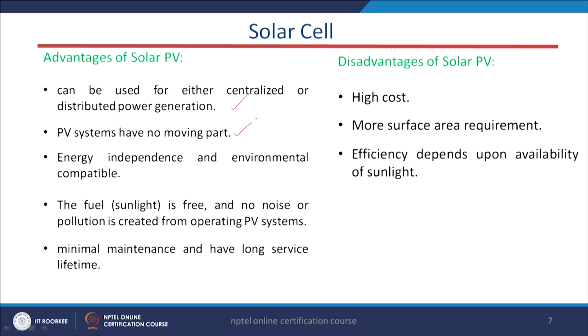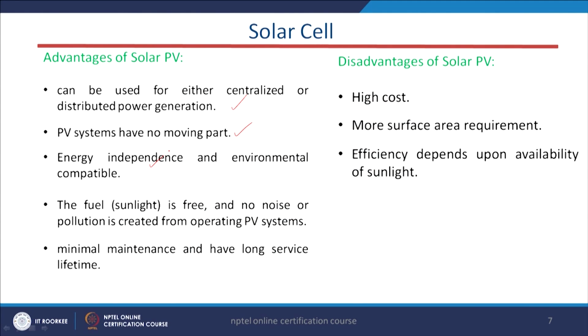The second one is that the PV system has no moving part. There is no moving part once a solar panel is installed. Now, this energy is independent and environmentally compatible, which is very important. That is why it is one of the most important renewable sources, and it is very user friendly, I mean environmentally friendly. User friendly means environmentally friendly, meaning there is no pollution we expect from the solar cell.